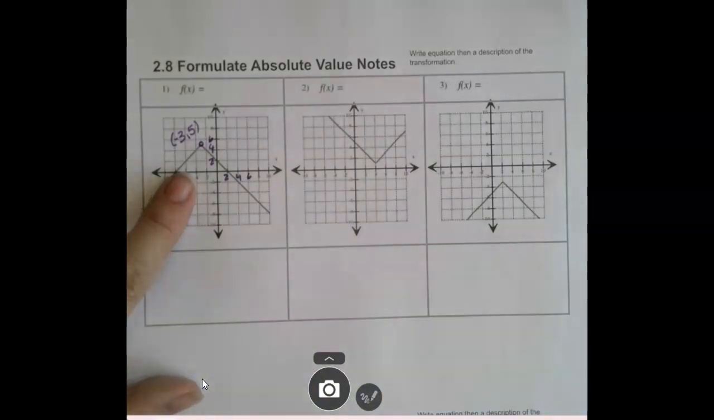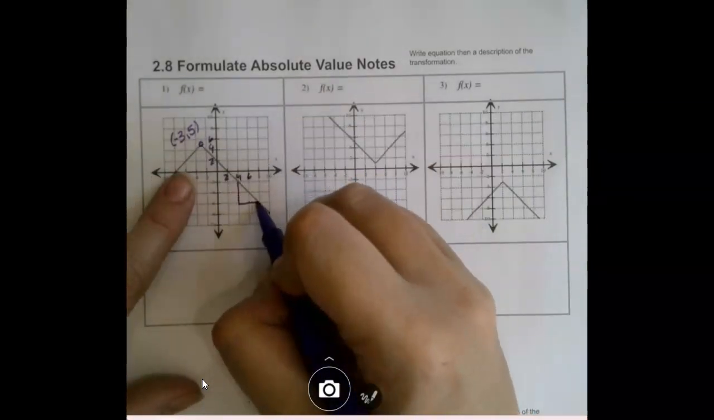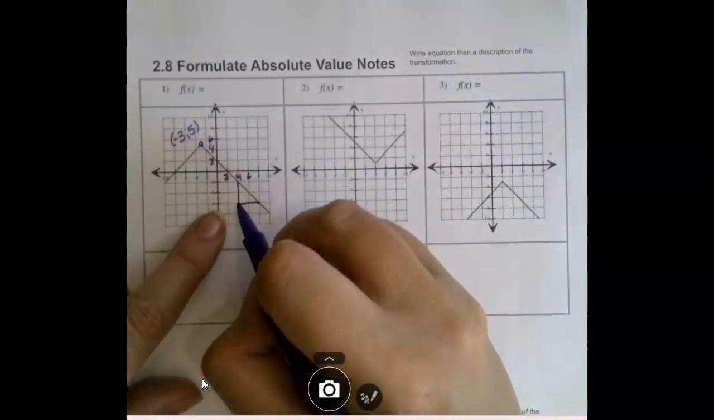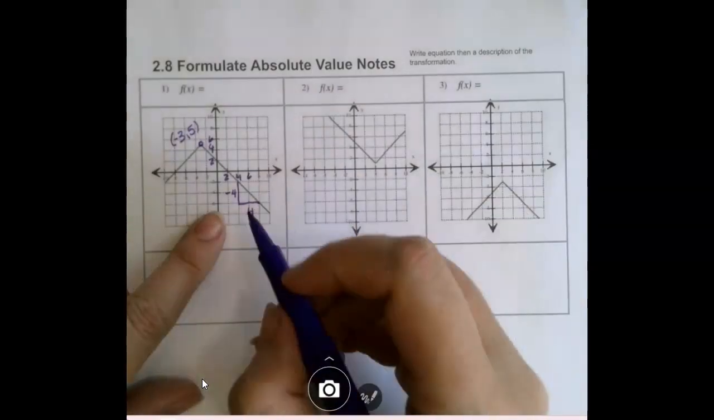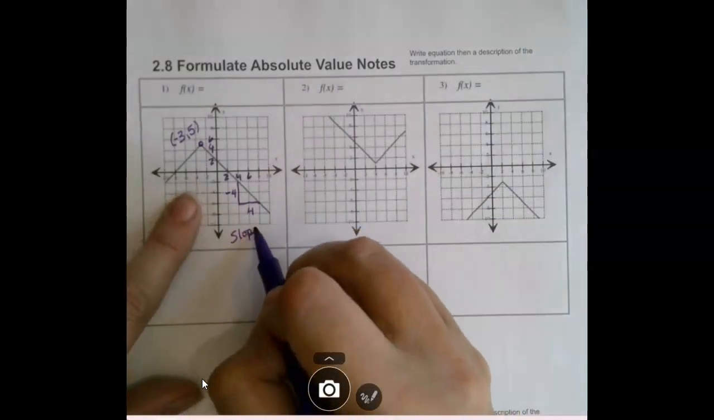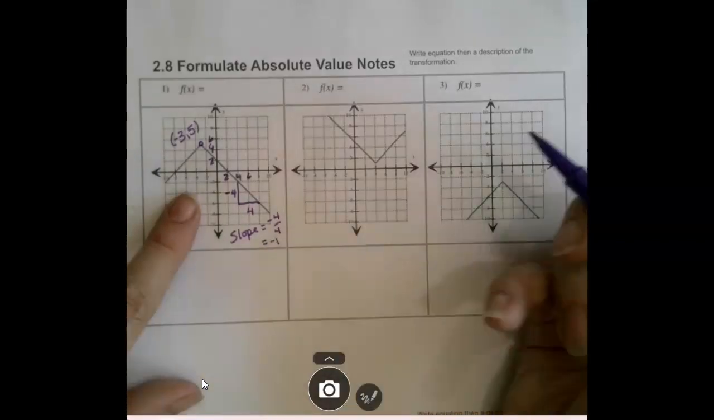And I'm going to, on each one of these, I'm going to find the slope. So I just find somewhere on this line and do my slope. Well, this is rise 4 and run 4. So my slope equals -4/4, and that equals -1.